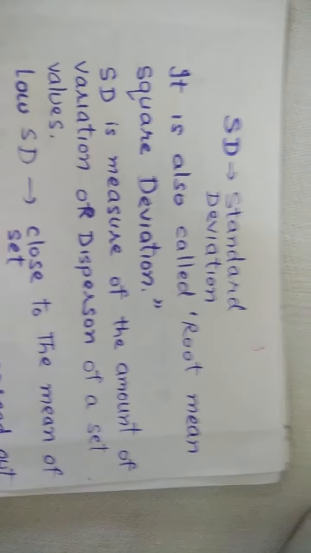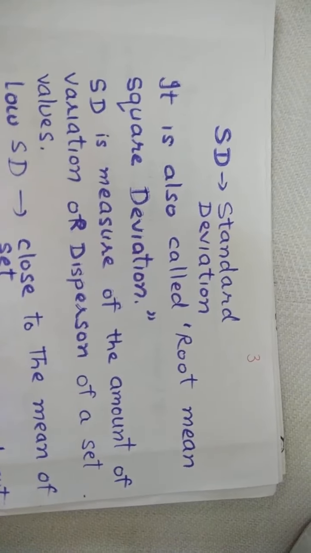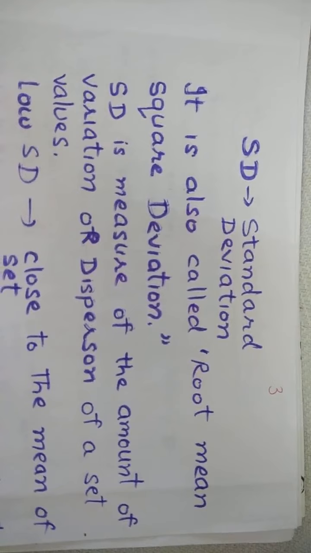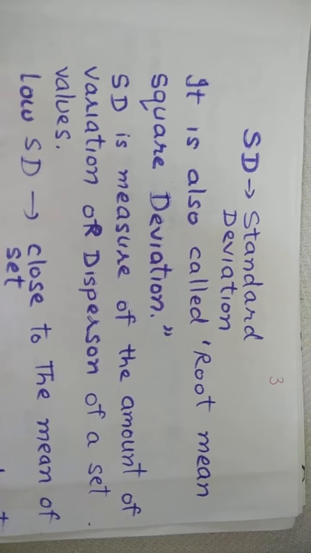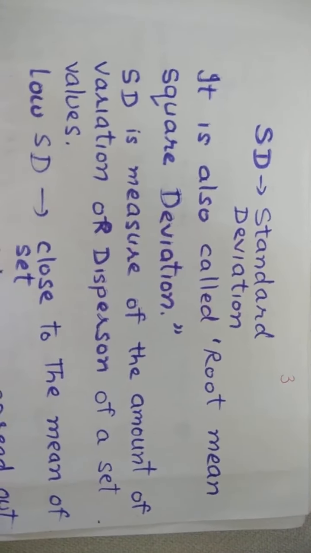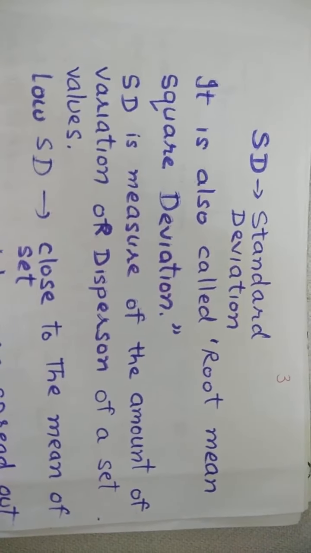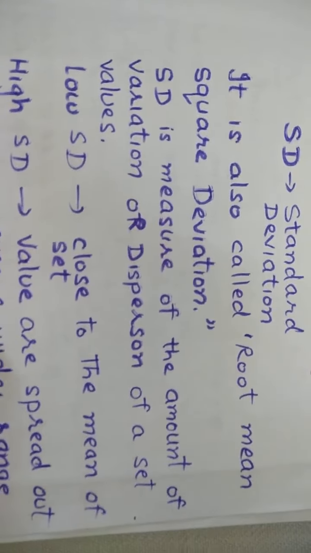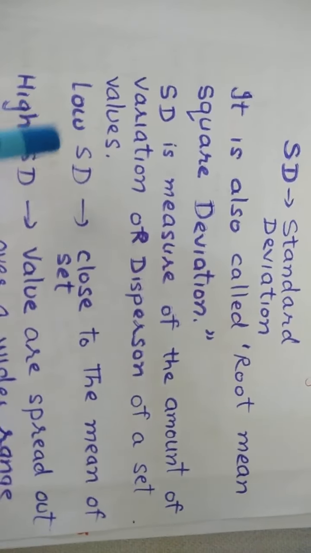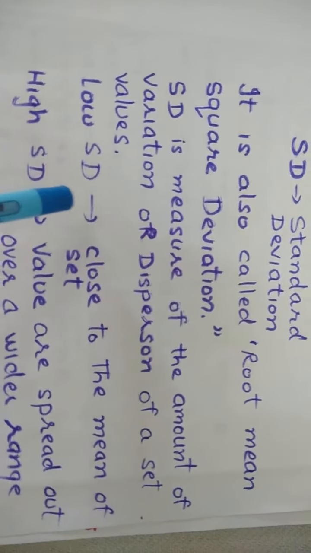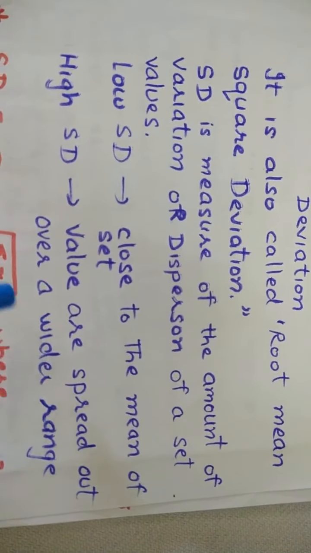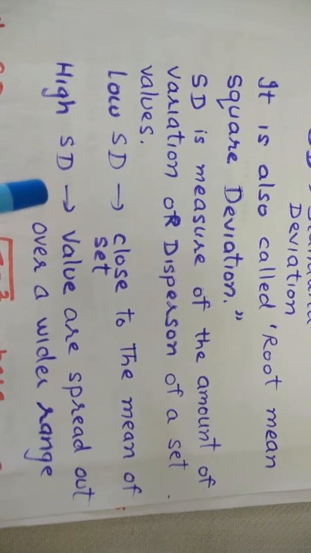Next measure of dispersion is standard deviation. It is also called root mean square deviation. Standard deviation is a measure of the amount of variation or dispersion of a set of values. When the calculated standard deviation is close to mean, then there is low standard deviation in the data. If the calculated values of standard deviation spread out over a wider range, then there is high standard deviation.